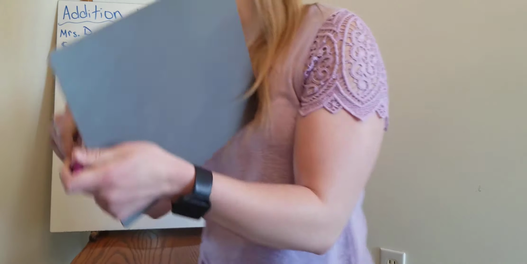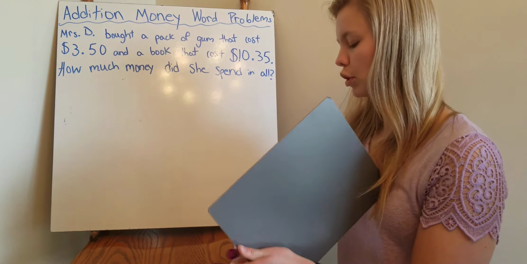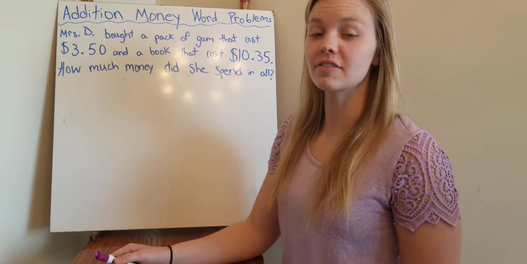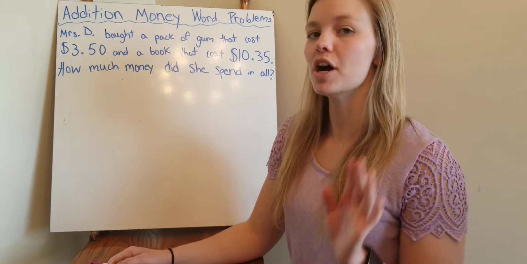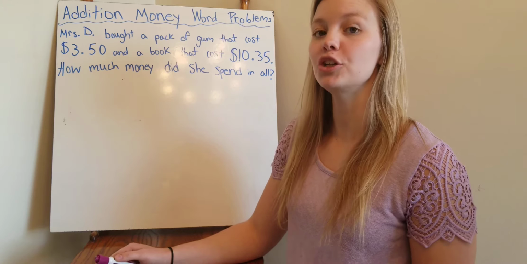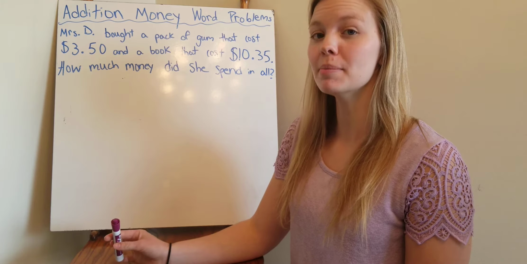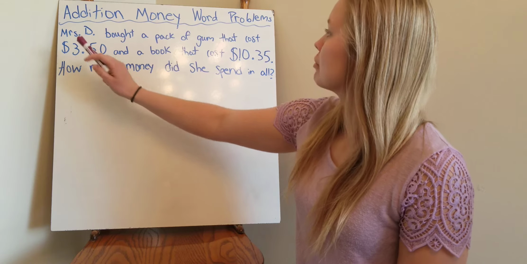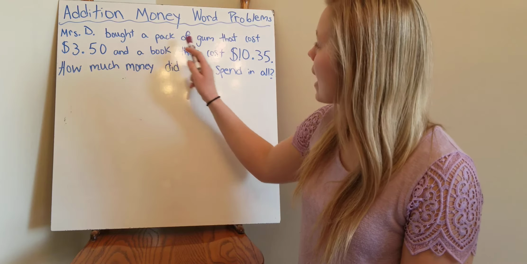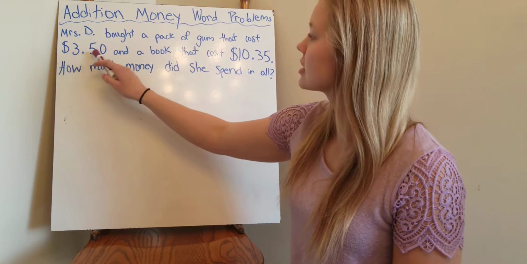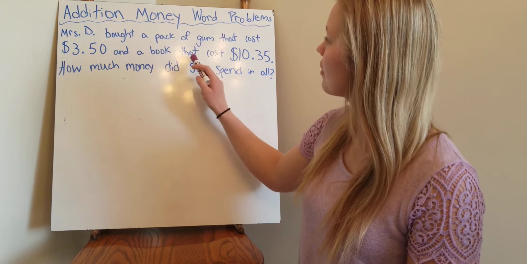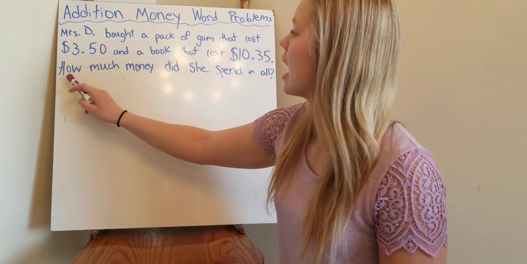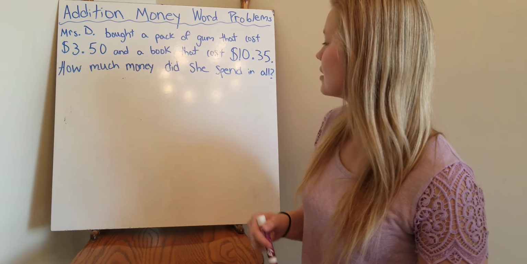Okay? Now we're going to practice a couple word problems. So on Seesaw today, your activity that you're going to do is going to have 5 different word problems, and you're going to write the problem and solve it for me on each one, okay? So this word problem says, Mrs. D bought a pack of gum that cost $3.50 and a book that cost $10.35. How much money did she spend in all?